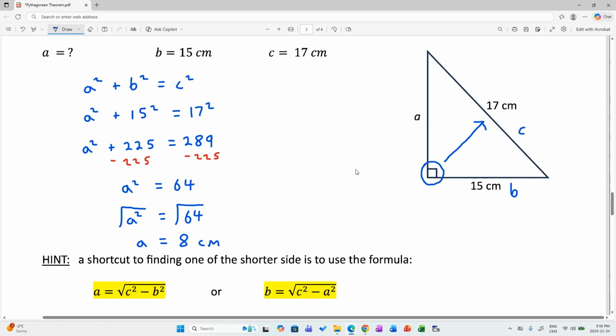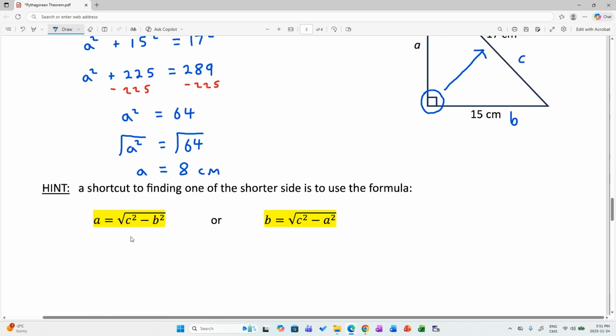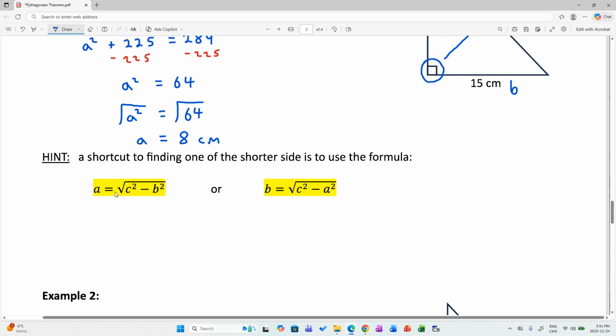Now, let's talk about some shortcuts. Whether you're looking for A or you're looking for B, you can always use this formula. If you're looking for A, you take the square root of C squared minus B squared. Or if you're looking for B, you can take the square root of C squared minus A squared. In this case, we're looking for A.